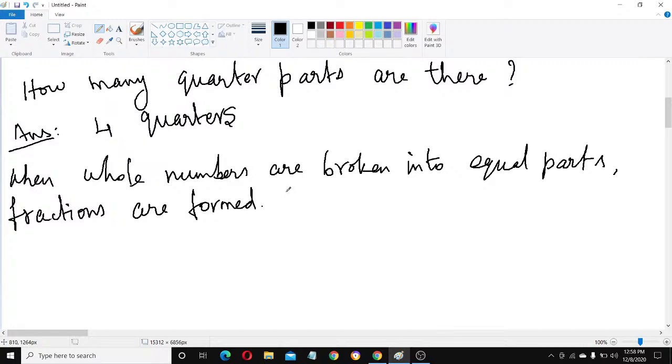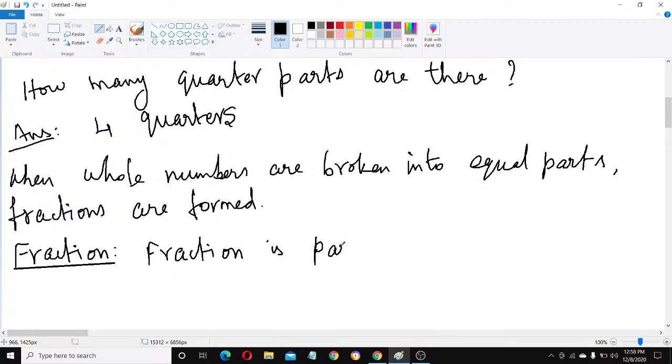So what is a fraction? Fractions are parts of whole numbers. A fraction is part of a whole.